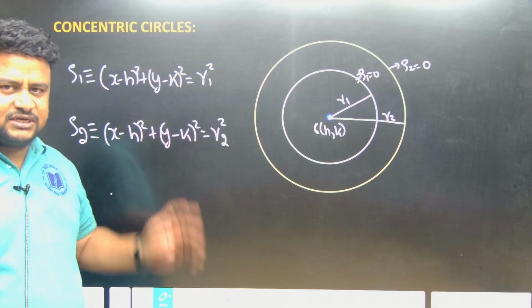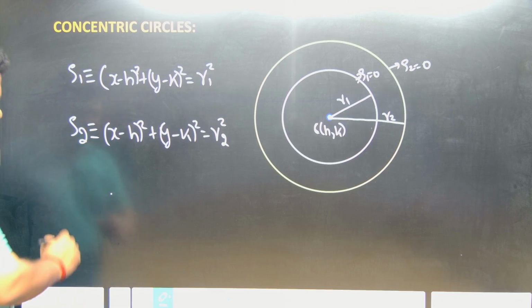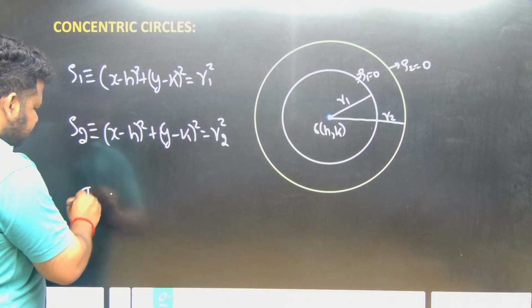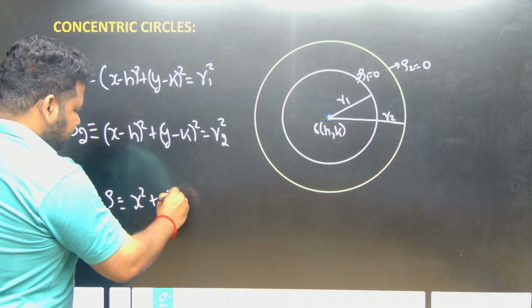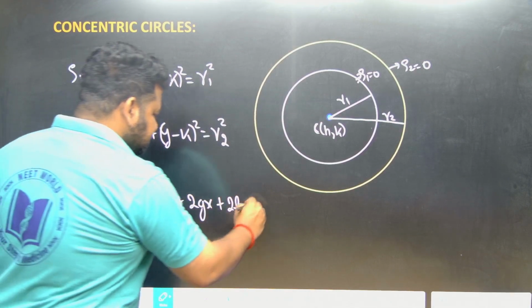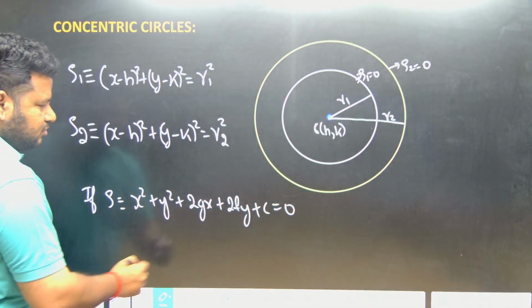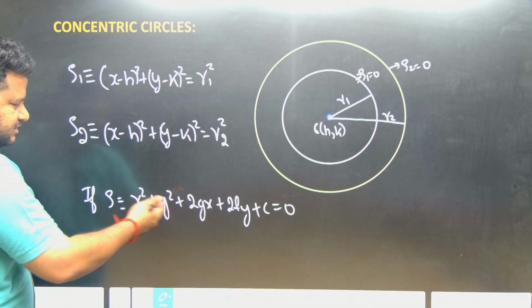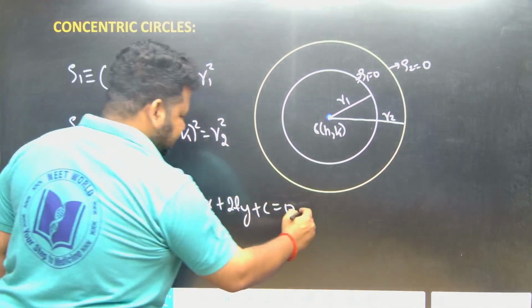Now, sometimes they will say, suppose S is equal to x square plus y square plus 2gx plus 2fy plus c is equal to 0 is a circle. This is representing a circle, this is definitely a circle.